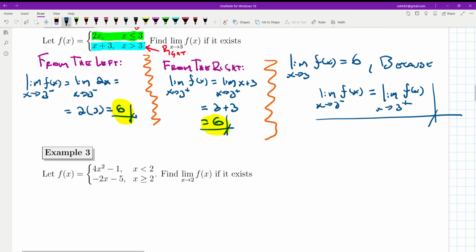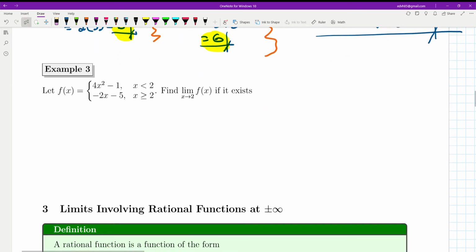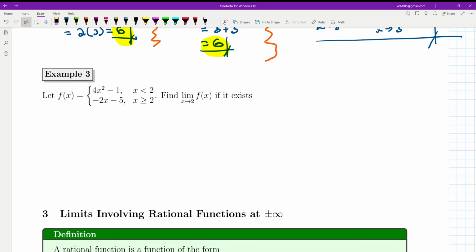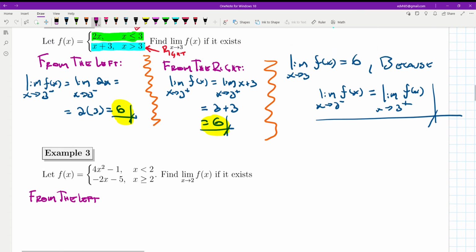Now let's see if it's the same. Let's look at the situation in example 3. We have a piecewise function with x equals 2 being our reference value. In this case, we want to find whether the limit as x approaches 2 exists. What we need to do is find the limit from either side and compare if they are both the same. For example, the limit from the left, and this will be, which color did I get? Green.